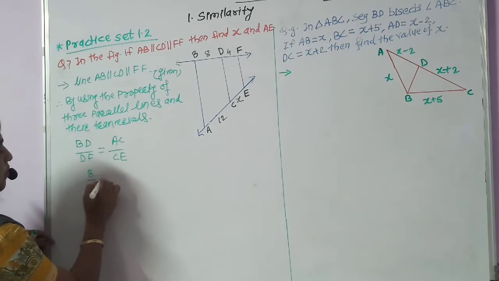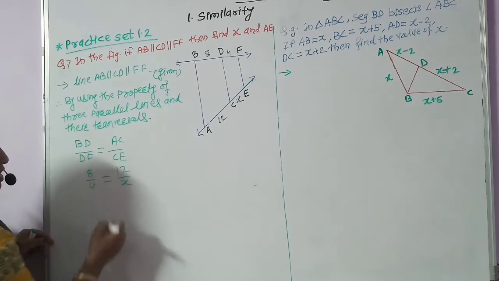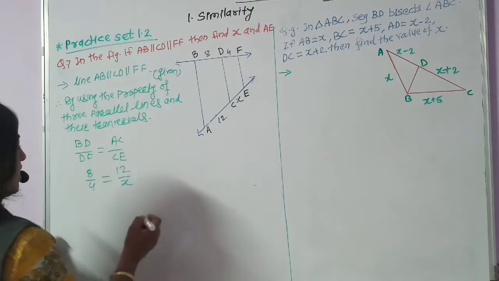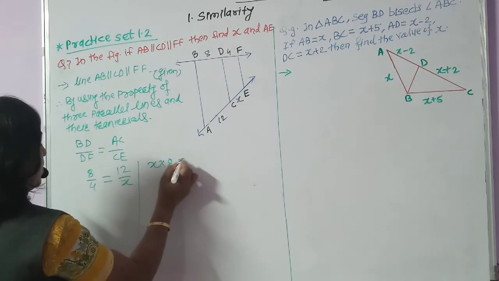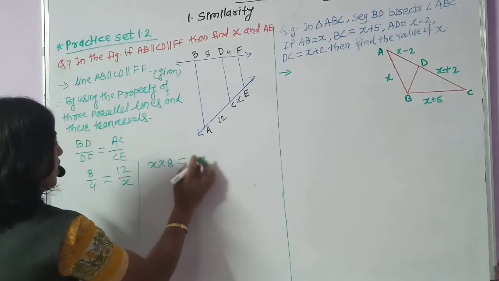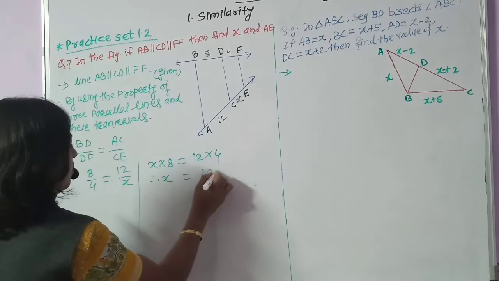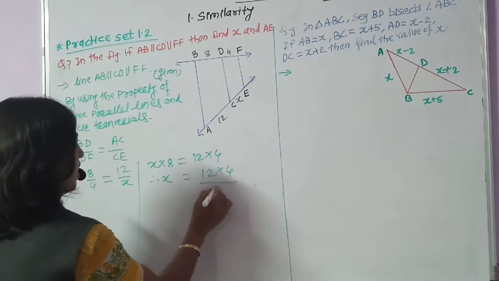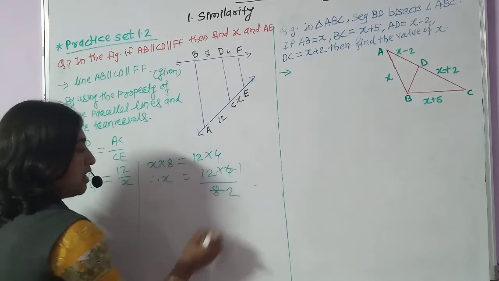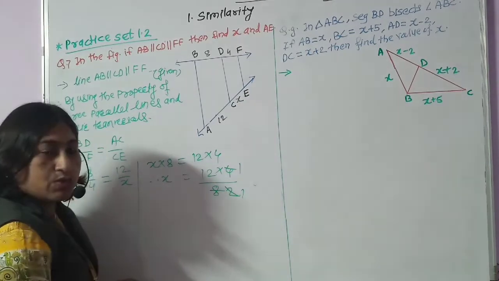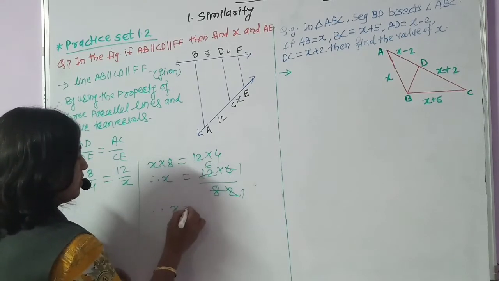8 upon 4 is equal to 12 upon x. Here we take the cross multiplication, we get x into 8 equal to 12 into 4. Therefore x equals 12 into 4 upon 8. See here, 4 ones are 4, 4 twos are 8, again 2 ones are 2 and 2 sixes are 12. Therefore x equals 6.